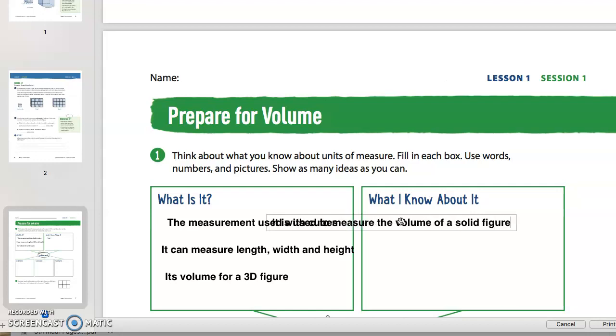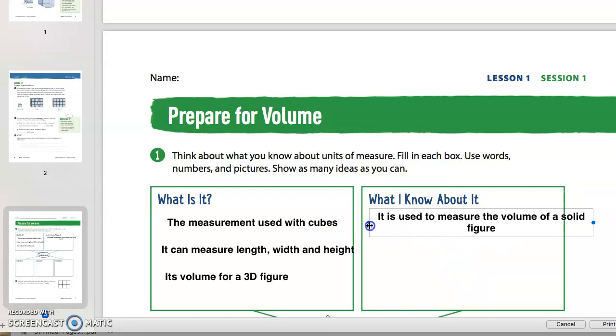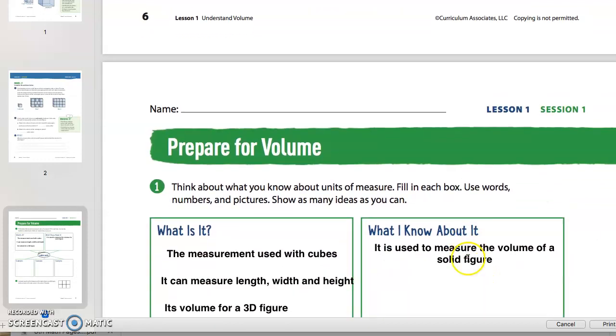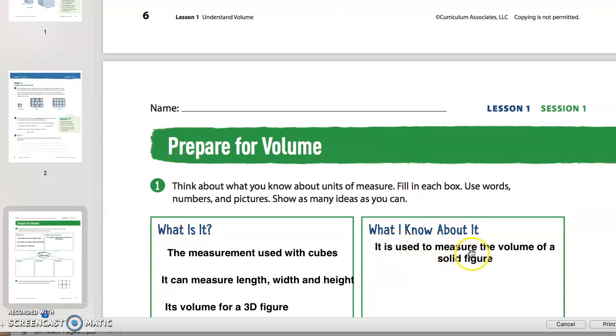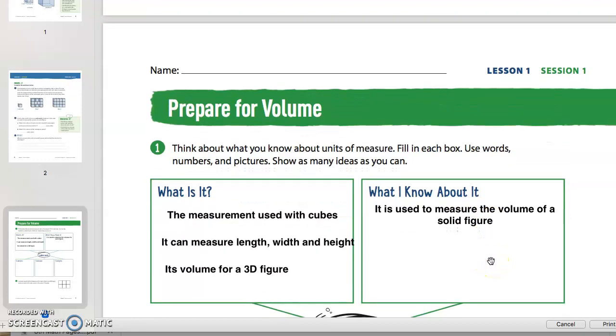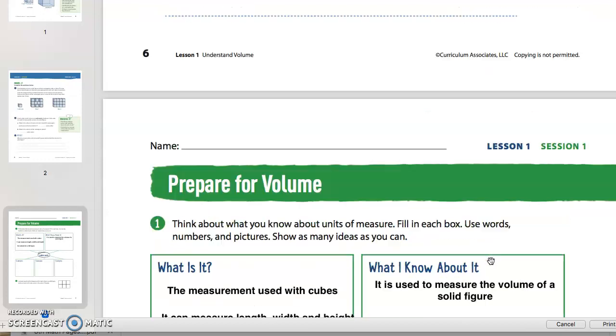So the great thing about going through these pages previously with Miss Olson is that now you know where to find the information, so I would just keep scrolling back up. So what I know about it, it is used to measure the volume of a solid figure. So you can pause there and type all of this. I'm going to keep moving on.